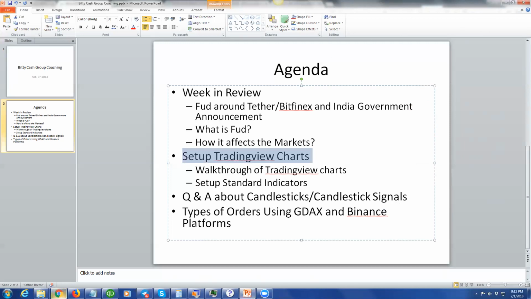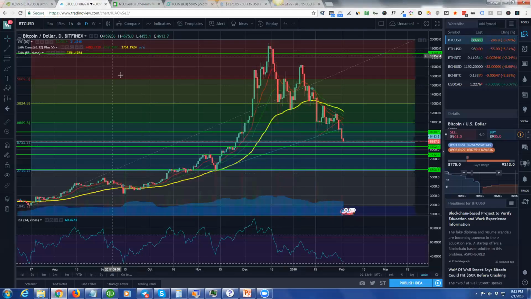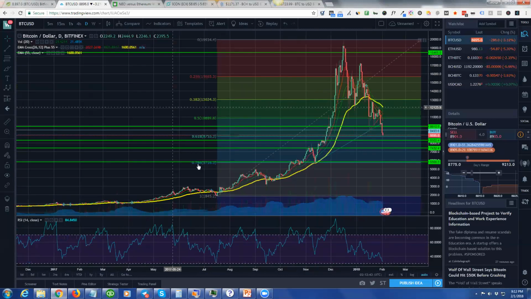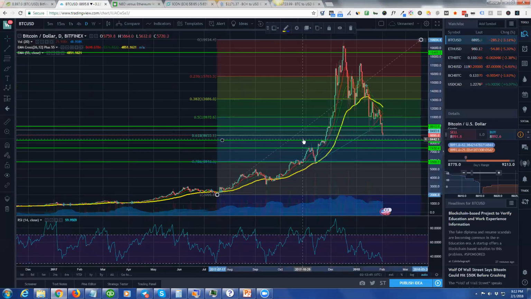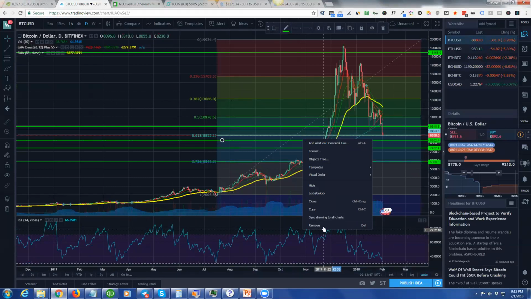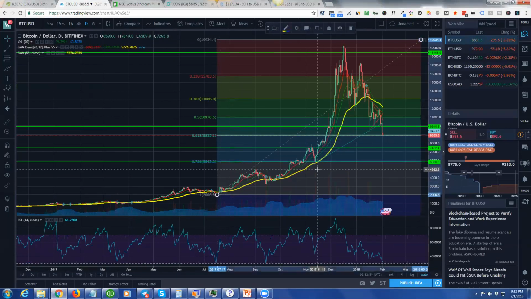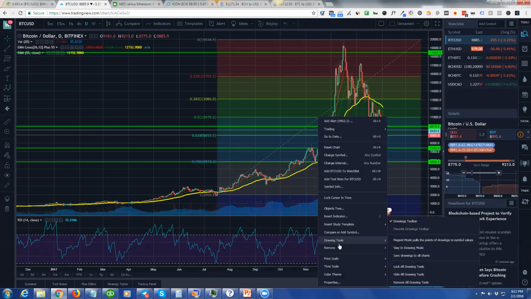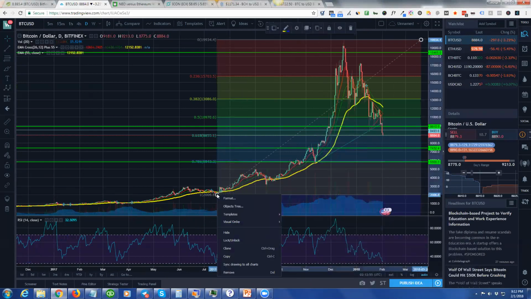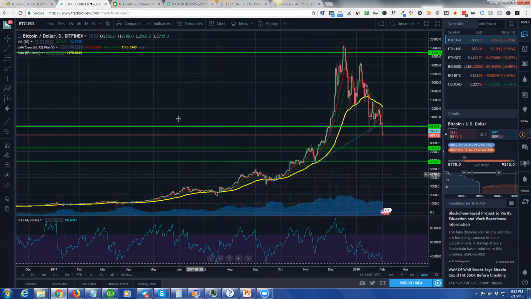All right, so let's jump over to my charts here. I'm going to clean this up. I'm going to remove this. All right, so let me take off my support lines here.